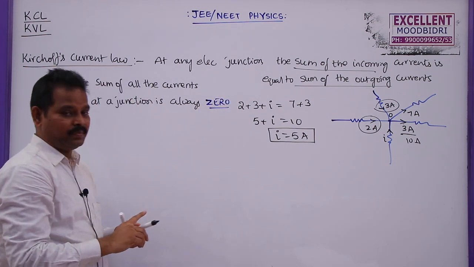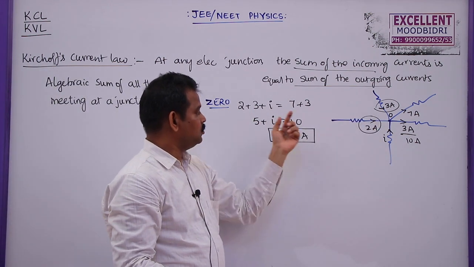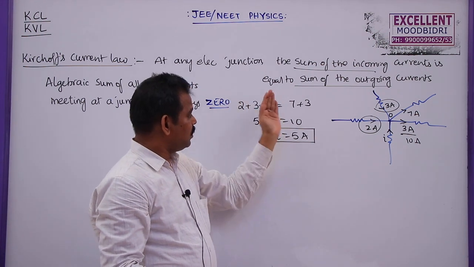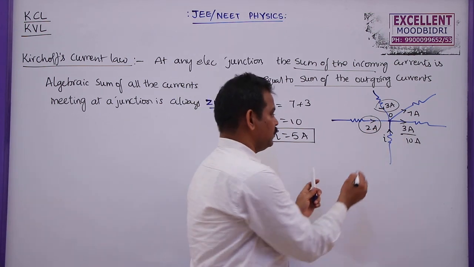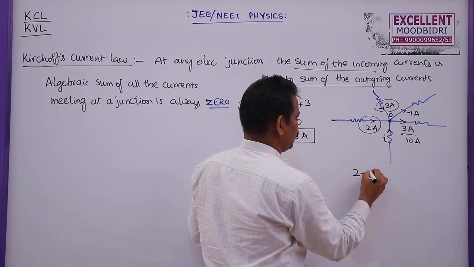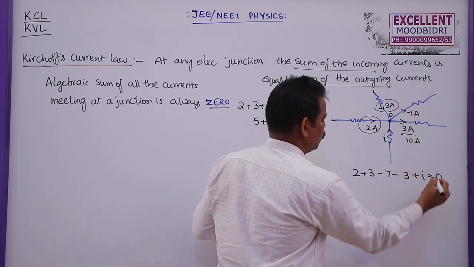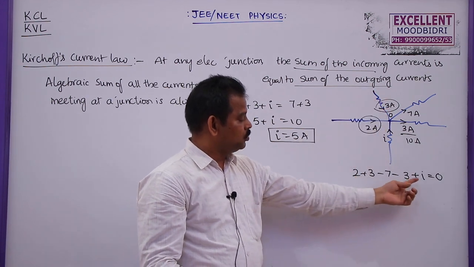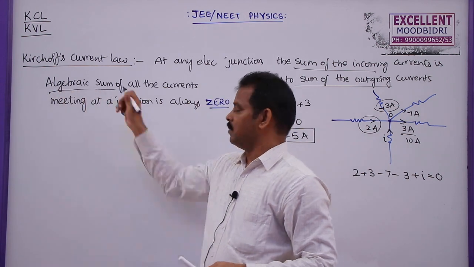What is this algebraic sum? Here I wrote incoming currents as positive and outgoing currents also positive, so I took incoming currents on the left side and outgoing currents on the right side. Suppose you take all the currents, then this can be written as 2 plus 3 minus 7 minus 3 plus I is equal to 0. Here I am taking incoming currents as positive and outgoing currents as negative. So that is called the algebraic sum.